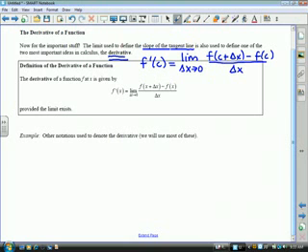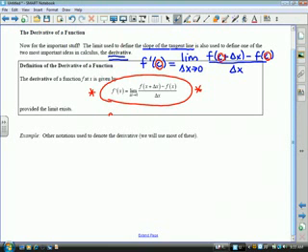Well, what if I wanted to know a formula that would tell me the slope of the tangent everywhere? Well, what they simply did is change the c's to x's, and they give us this definition of the derivative that you're going to want to memorize. Okay.